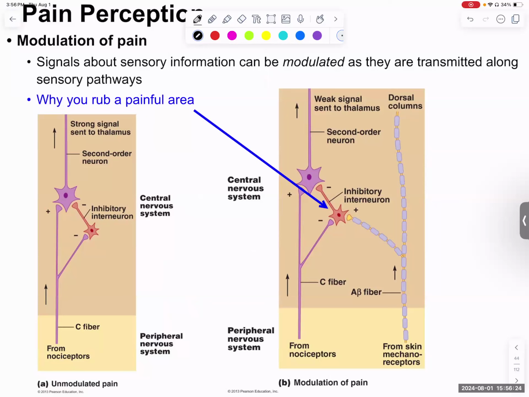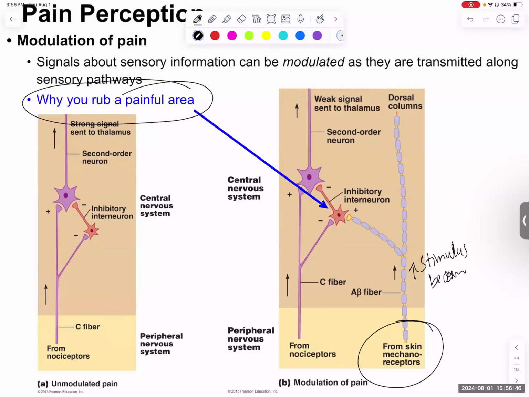We can also modulate pain. This is why you rub an area. Say you have a really bad headache. You're going to push on your temples really hard on the sides of your head, because if you're pushing on a mechanoreceptor really, really hard, this stimulus becomes greater, and it's going to then inhibit the pain coming from the nociceptor. So we're now just feeling the stimulus from the skin, right? If you increase the stimulus from the mechanoreceptor surrounding the nociceptor or pain receptor, you can inhibit the pain. So that's why we rub.